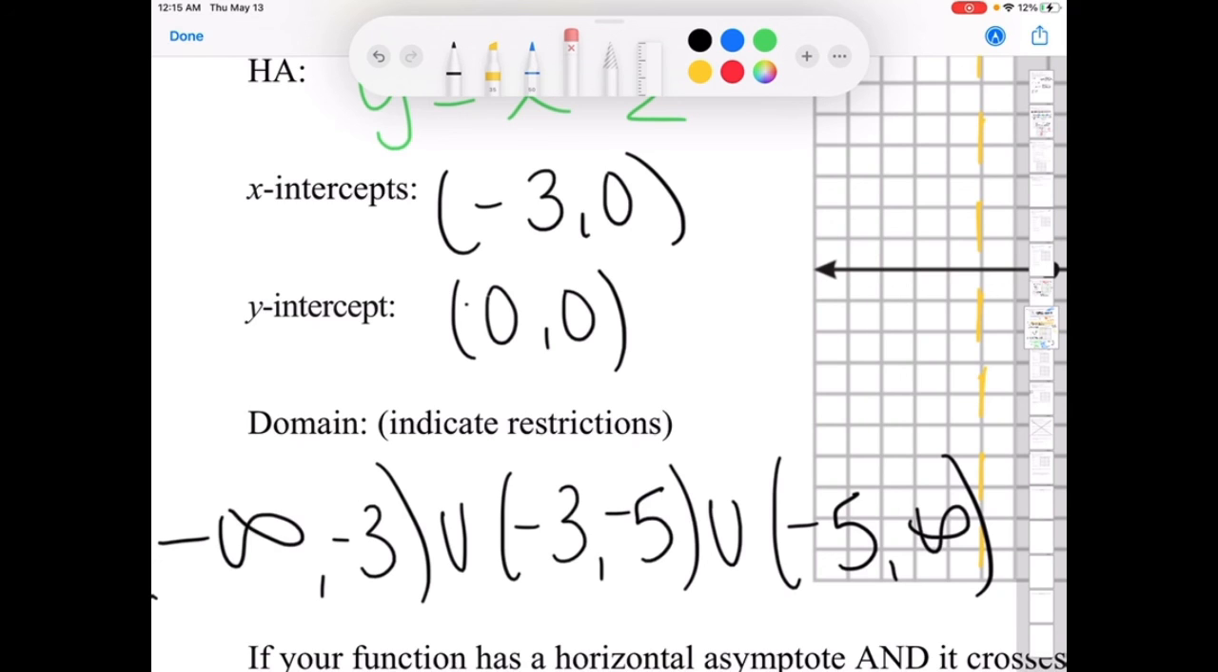So because of that, I actually made a mistake. I'm going to take the parentheses away, and I'm actually going to add brackets because -3 is included.